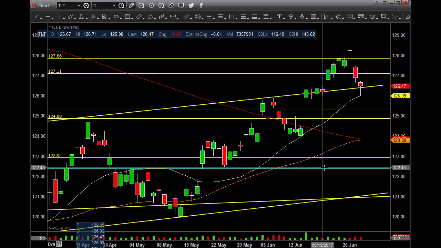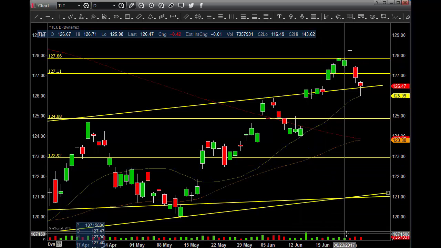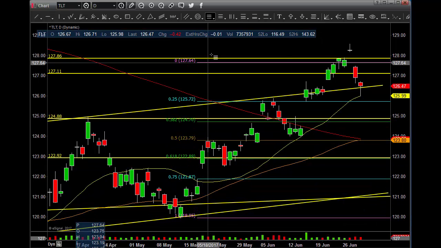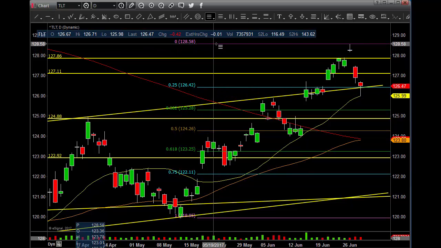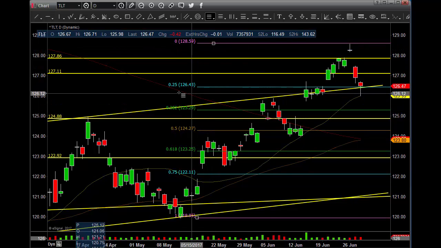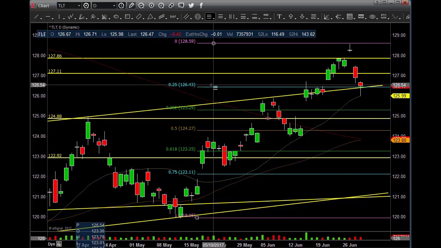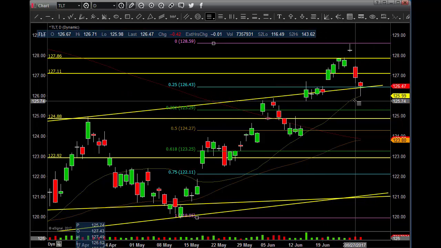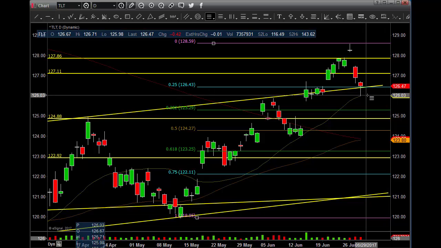Let's get rid of this one here. Let's just go into fib from this low to this high. I just want to see what we're running at. Yeah, look at that. Another reason why to buy this. So we had gap fill, trend line, 250 retrace, 20 MA, and the 26 even number.